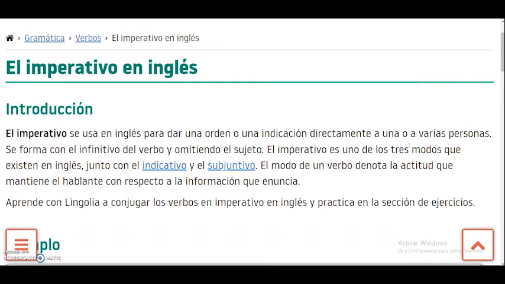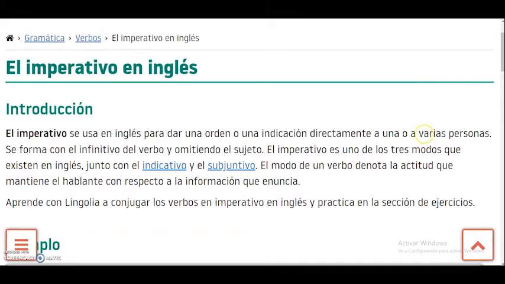El imperativo se usa en inglés para dar una orden o una indicación directamente o a varias personas. Se forma con el infinitivo del verbo y omitiendo el sujeto. El imperativo es uno de los tres modos que existen en inglés junto con el indicativo y el subjuntivo, que lo veremos en otra clase. El modo de un verbo denota la actitud que mantiene el hablante con respecto a la información que enuncia.